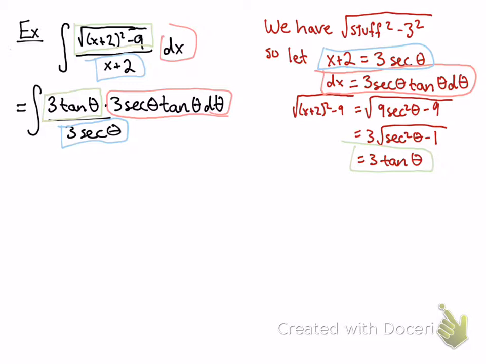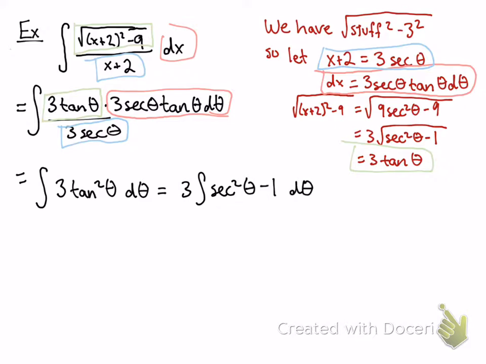Okay, well, we can do a little bit of algebra here. A 3 on top and a 3 on the bottom cancel, a secant on top and a secant on the bottom cancel, and so I have 3 tangent squared theta d theta. So now I have finished turning my original integral into a trig integral. That was the trig substitution part. Now we have to do this trig integral.